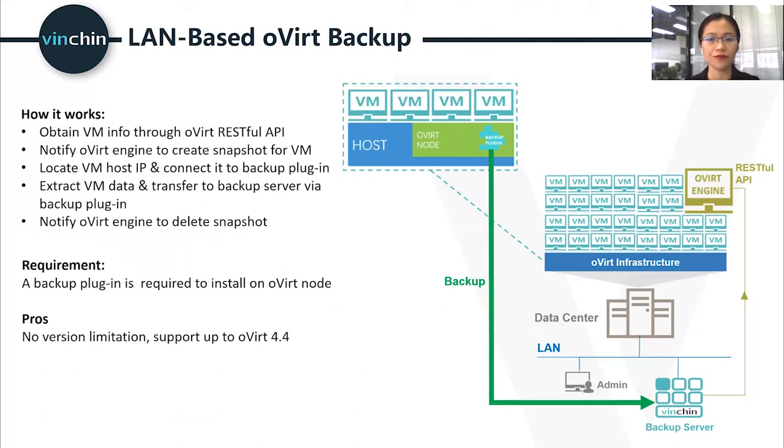To back up your oVirt VMs through LAN, a backup plugin is required to be installed on the oVirt node. The backup server will first obtain VM information through the oVirt RESTful API and notify the oVirt engine to create a snapshot for the VM. Then the backup server detects the IP of the host where the VM is located through the REST API and connects to the backup plugin. The backup server will then extract data from the oVirt VM and transfer it to backup storage via the backup plugin. Once the transfer is done, the backup server will notify the oVirt engine to delete the snapshot from the production VM.